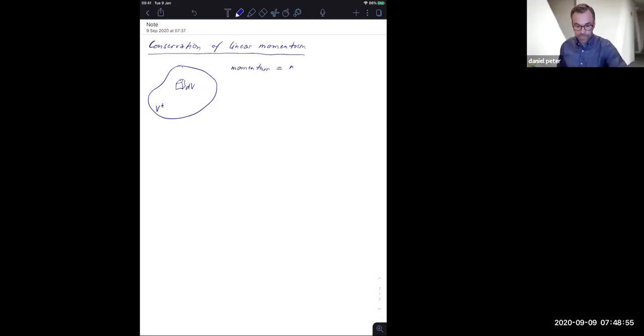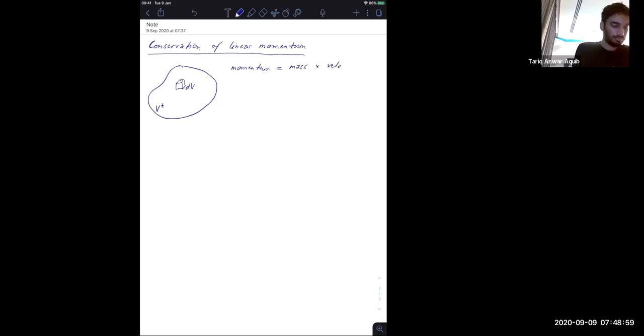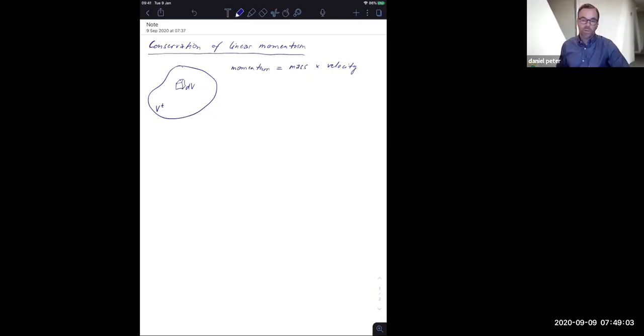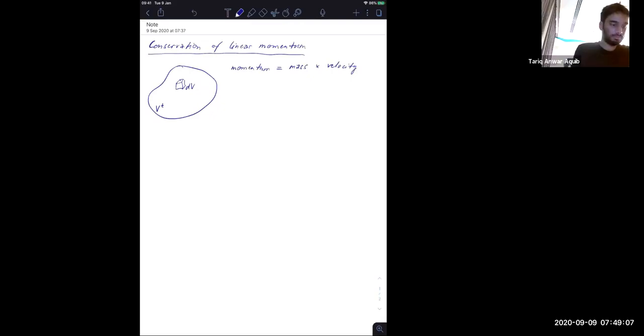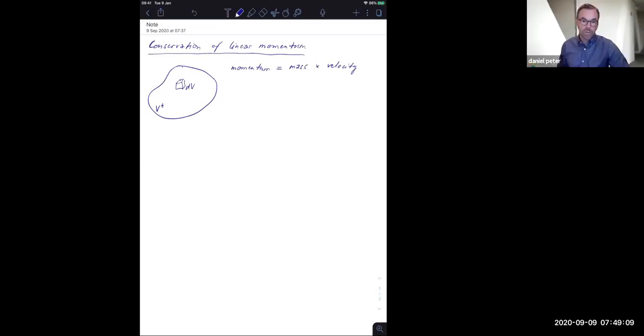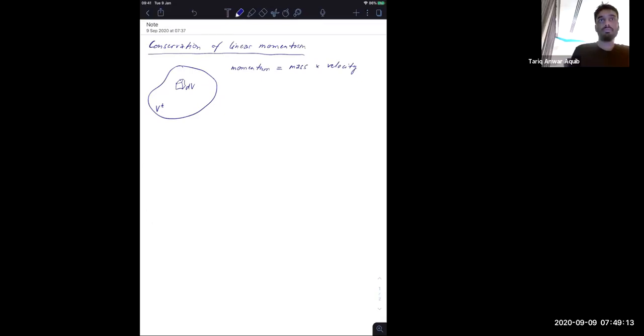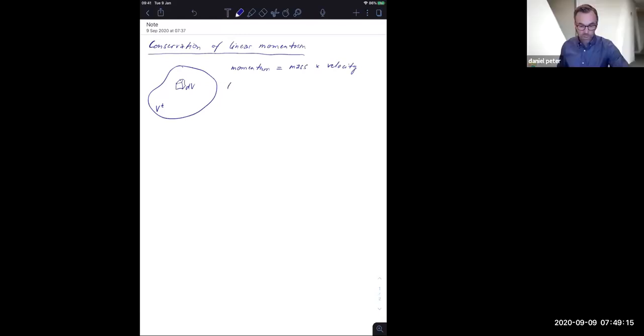So it's mass times velocity. That's linear momentum. Not just momentum in this case. So what would be the total momentum for this body with this volume V(t)? So the total momentum.